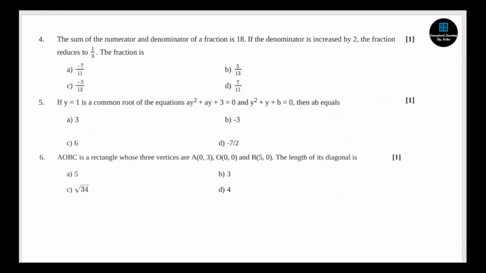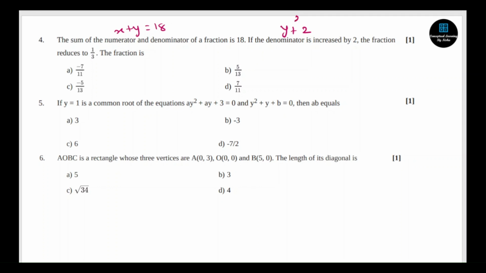Perfect. Now, the sum of the numerator and the denominator of a fraction is 18. Let them be x and y. So x plus y equals 18. If the denominator is increased by 2, so y plus 2, the fraction reduces to 1/3, right? So that means what? The numerator is the same and this is 1/3, right?